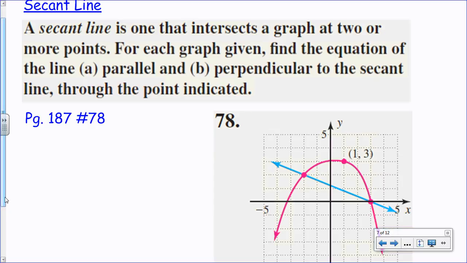So in this picture here, this blue line is the secant line, and it's intersecting this graph, what's in red, in 2 points. So that's what makes it a secant line. It intersects at 2 or more points. This is the point -2, 2. This is the point 3, 0. The point indicated is this extra point right here, 1, 3.